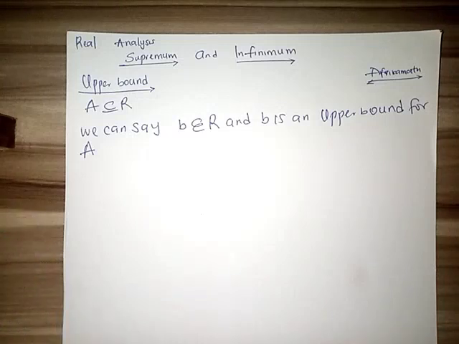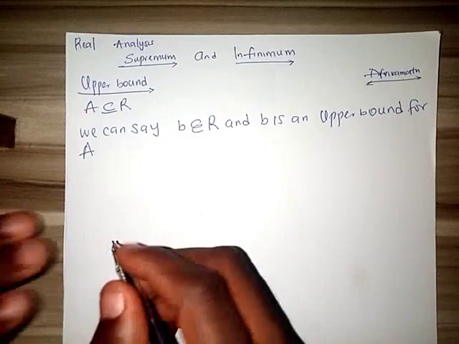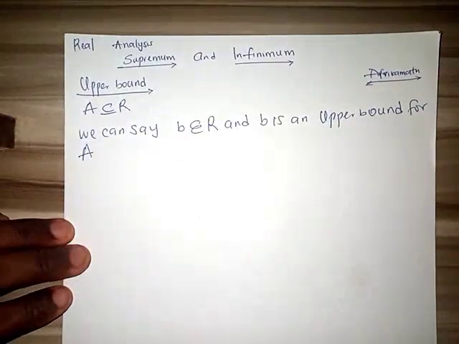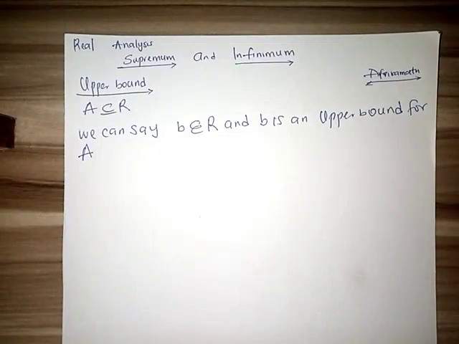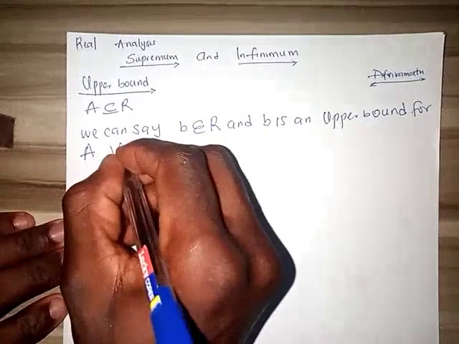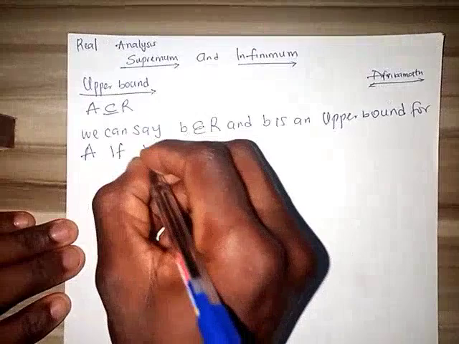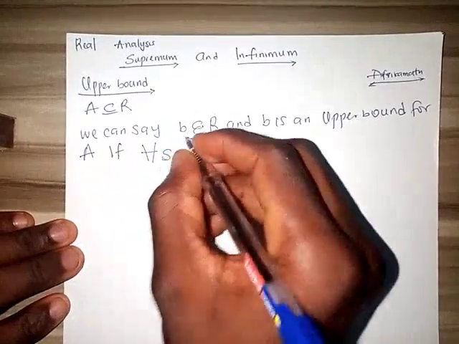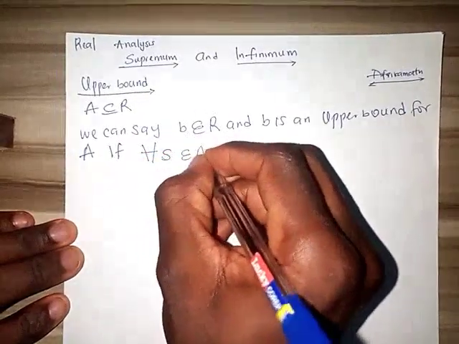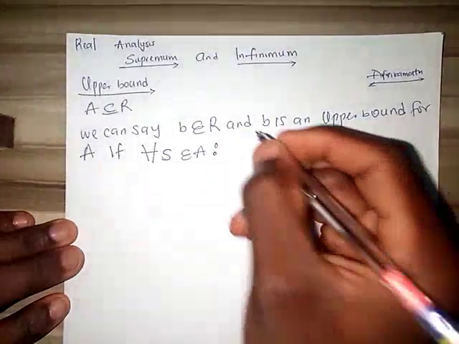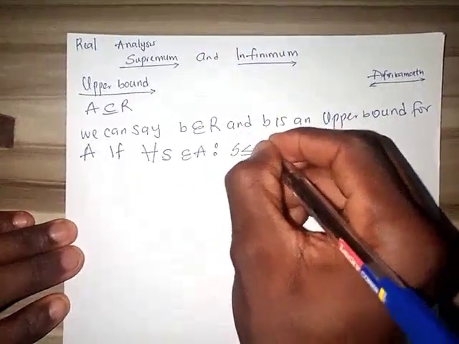Upper bound is a particular number which is a real number and can also be in A, but it is not compulsory. Please note that. We can say B is a member of real numbers, and B is an upper bound for A if for all s an element of A, s is less than or equal to B.